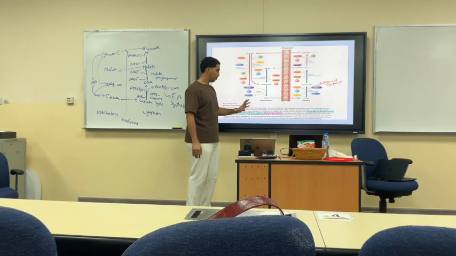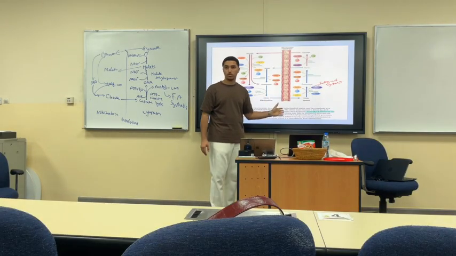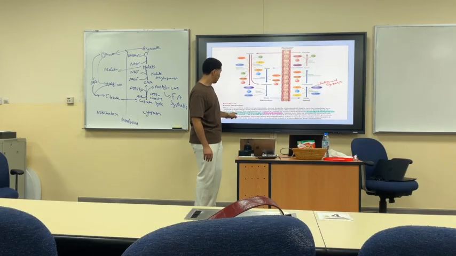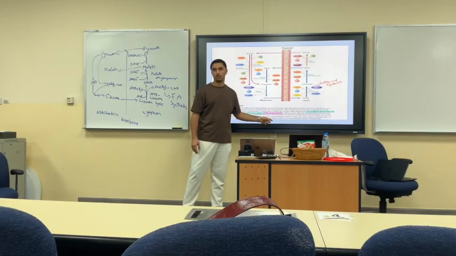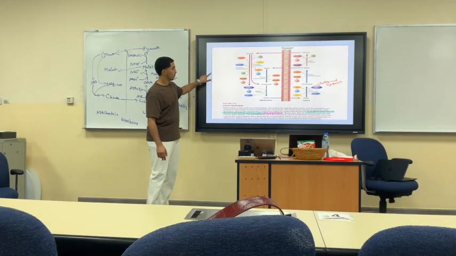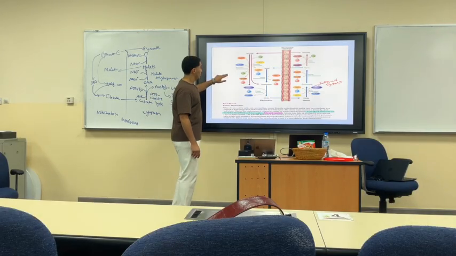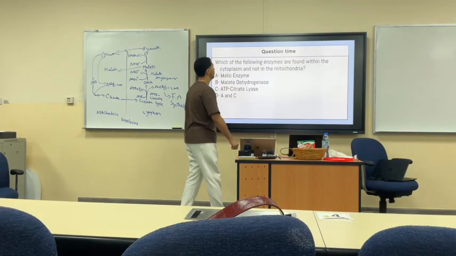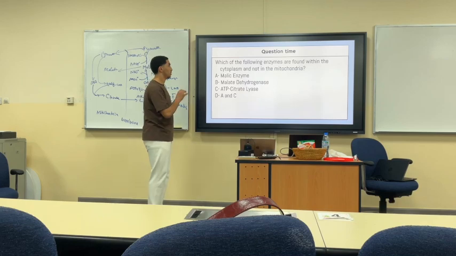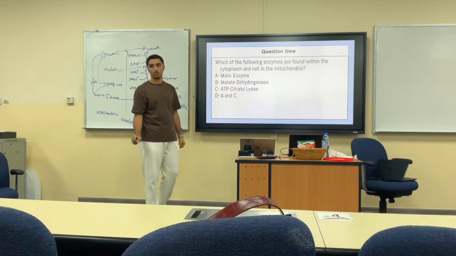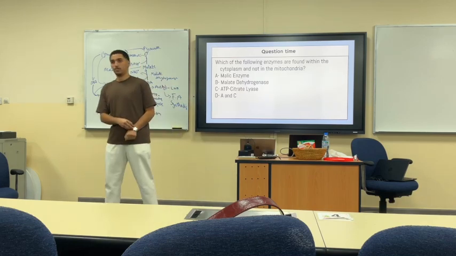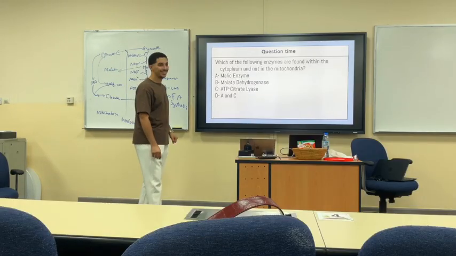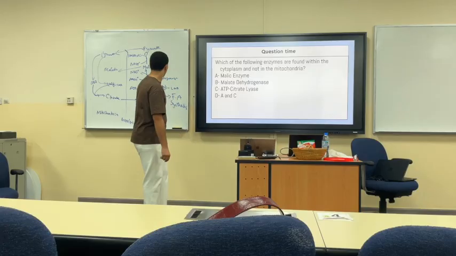So here is the most important question, and we had a question on this in the summer. Acetyl-CoA molecules can be used in biosynthetic pathways such as fatty acid synthesis. Which of the following enzymes are found within the cytoplasm and not in the mitochondria? Malate dehydrogenase.